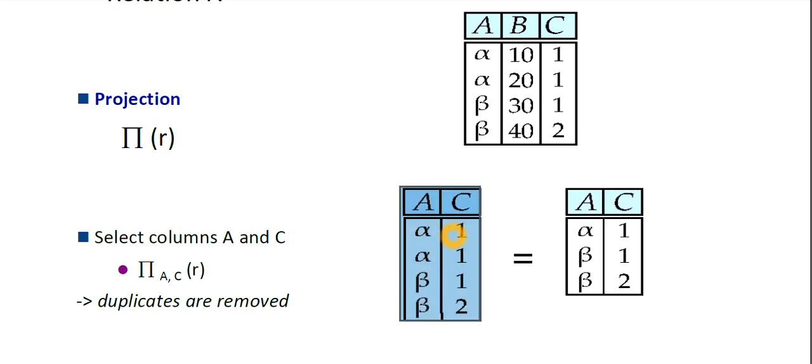Now you will see that alpha 1, beta 1, beta 2. So alpha 1 is a duplicate, so it has been removed. Then overall the result as a table will be this one: AC, alpha 1, beta 1, beta 2. So the projection operation is clear.